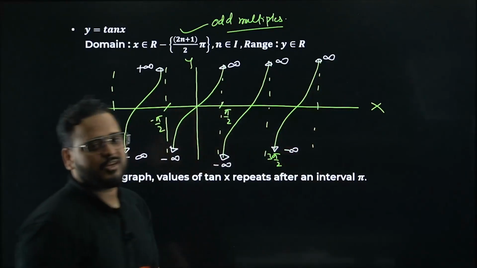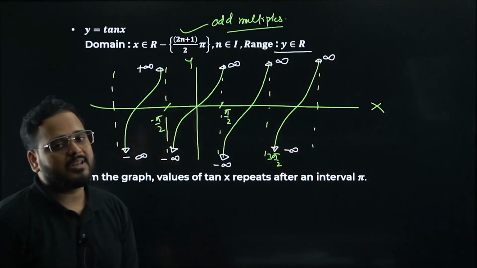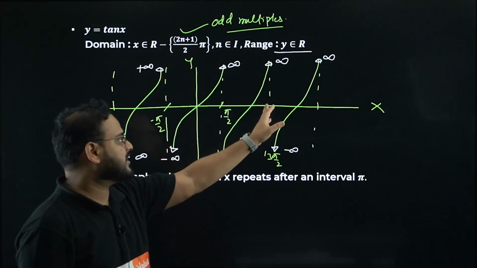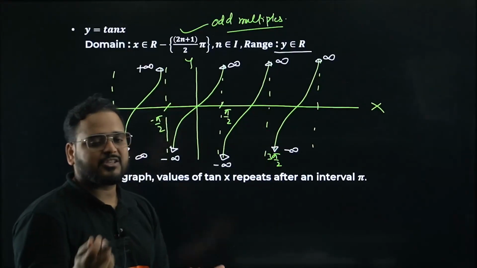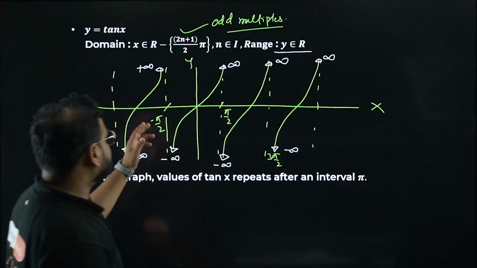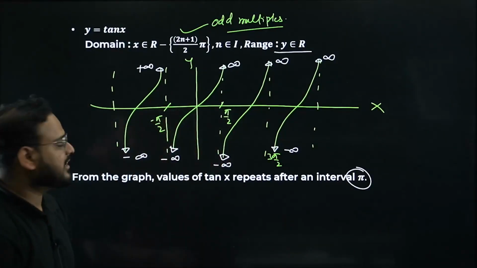So your range is of course all real, and the domain is everything except for the odd multiples of pi by 2, because there it is undefined. You can see there's a break in the function at this point. There's no value. Somebody asks you what is the value of the function at pi by 2, the answer is simply undefined. So odd multiples are undefined, and it repeats after an interval of pi, periodic after the interval of pi.